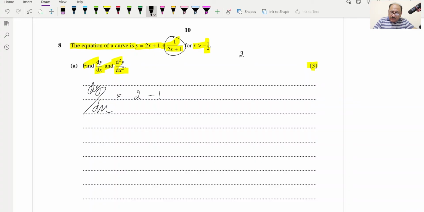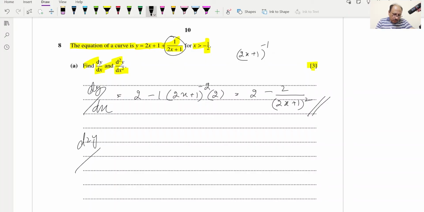because power will be shifted like this one, so minus 1 and 2x plus 1 raised to the minus 2 and into derivative which is 2, and we can rewrite it as this will be 2 and minus 2 over 2x plus 1 whole square. So this will be our dy by dx value. This is dy by dx value. Now we can write the second order derivative, d2y over dx square will be equal to what?